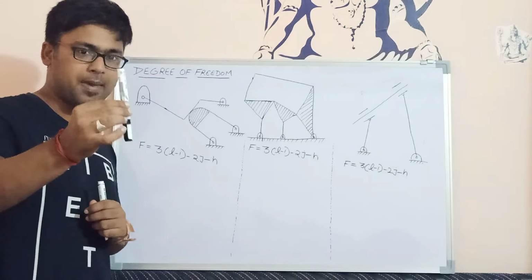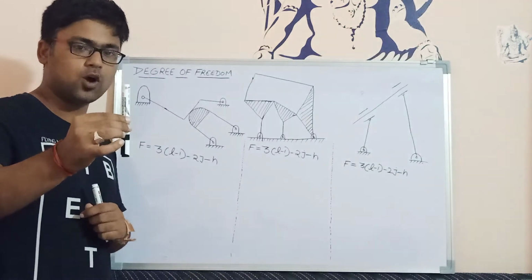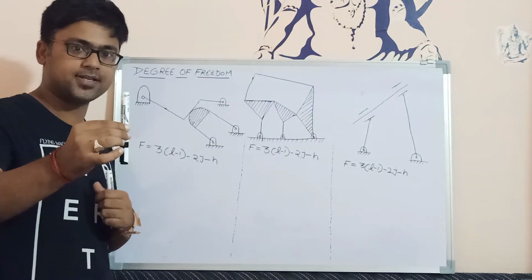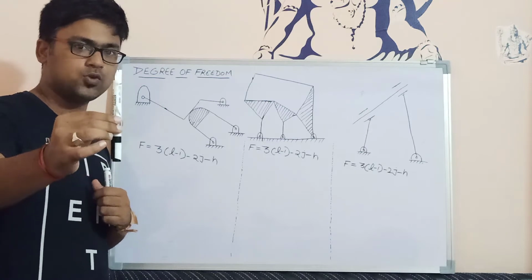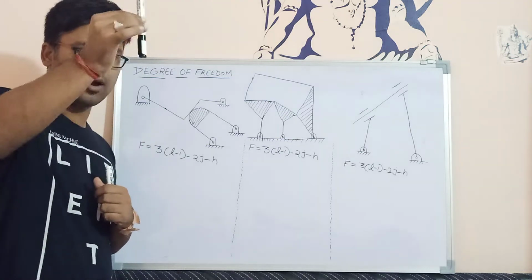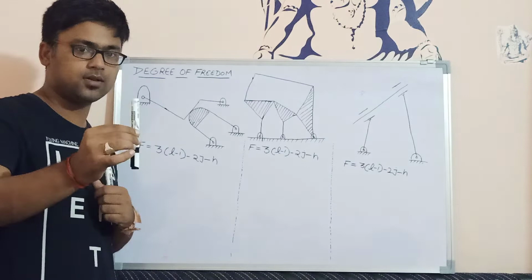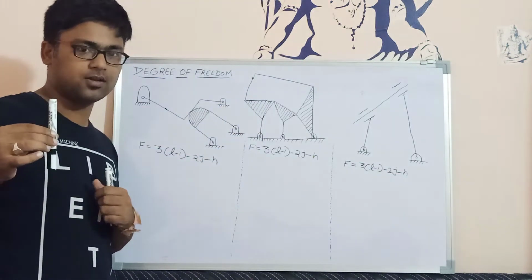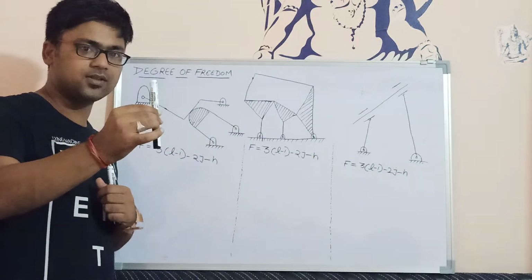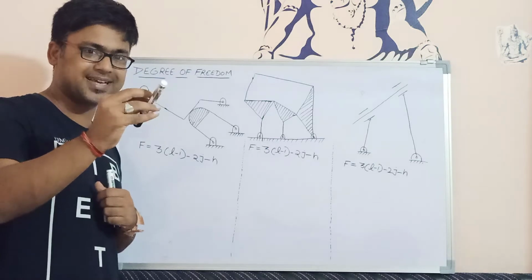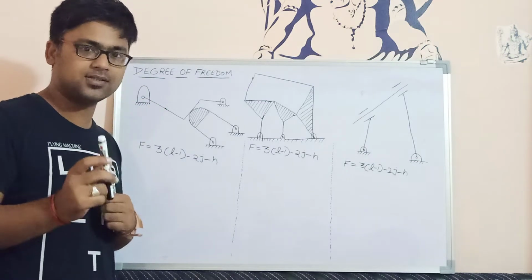Let us suppose I am having this pen. So I am having 3 axes, x, y and z. It can move towards you or towards me, upward and downward, this side and towards this side. And it can have 3 types of rotary motion, about the x-axis, about the y-axis and about the z-axis.